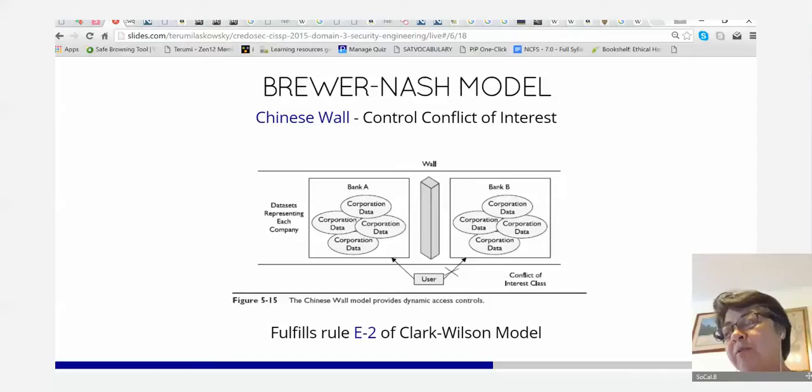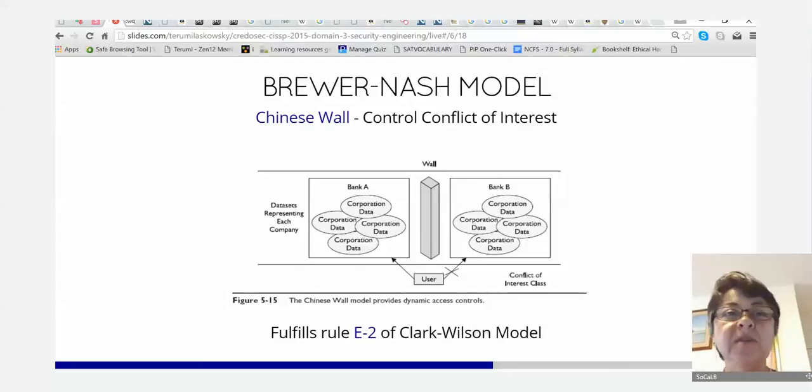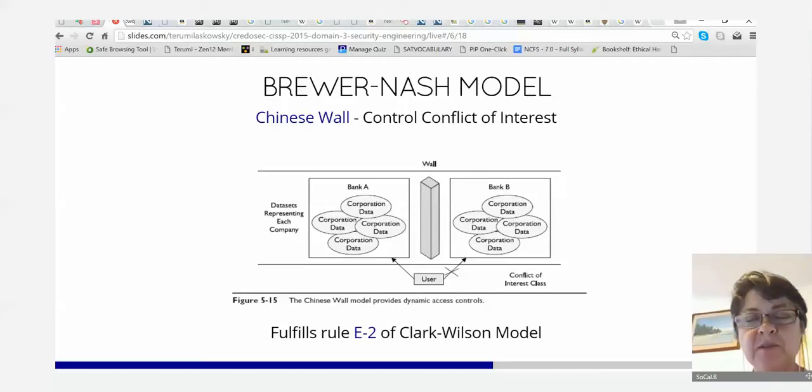and the wall right in the middle, and right under it you have a user, and the user in their case is a consultant. Okay, and let's say the consultant is consulting for Bank A, whole bunch of corporate data. That means the consultant is privy to some insider information within Bank A because of the nature of the work.